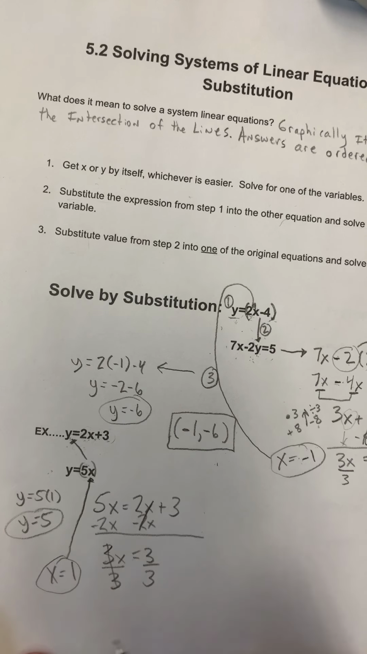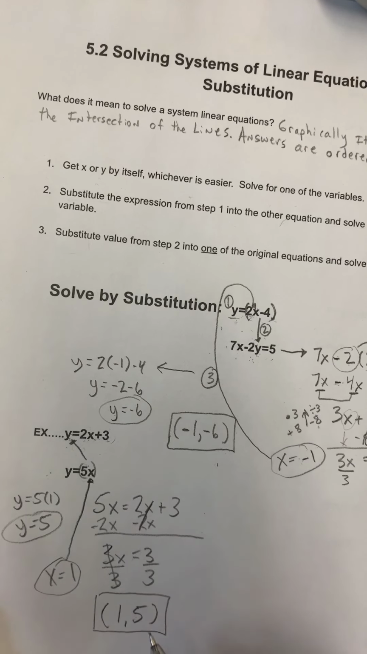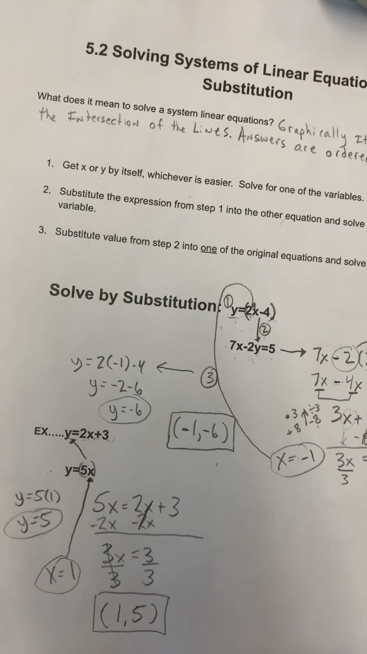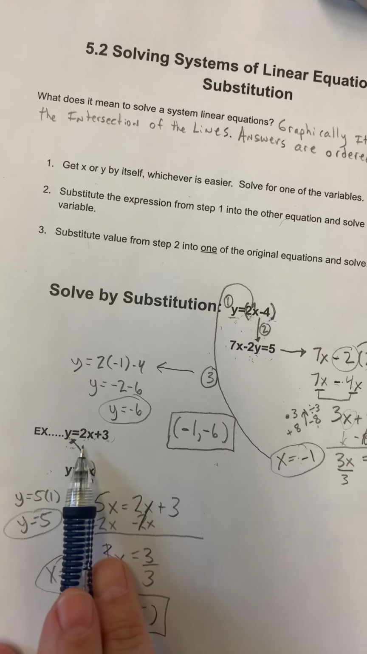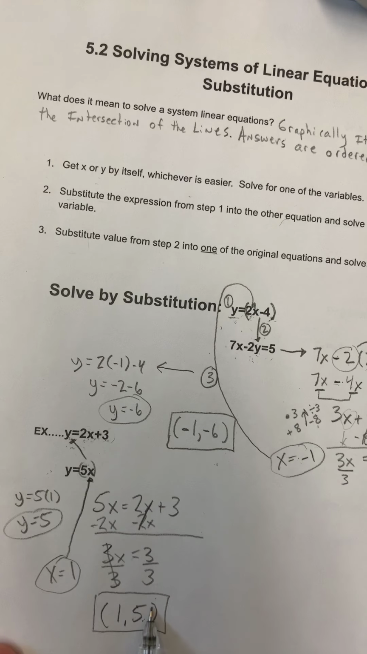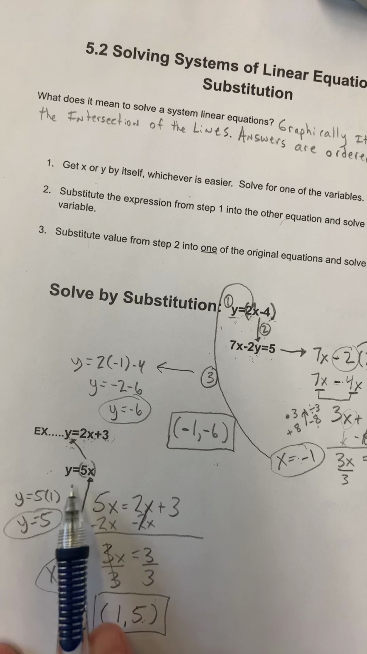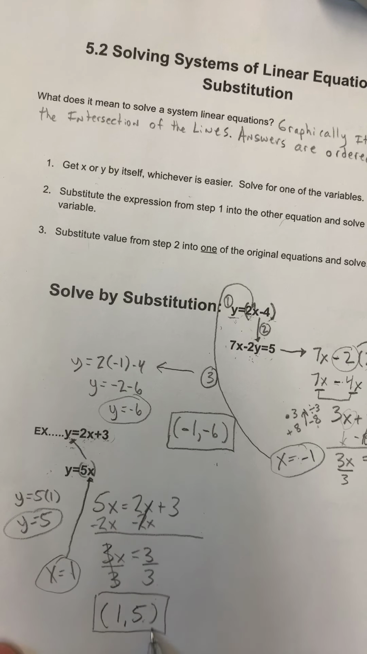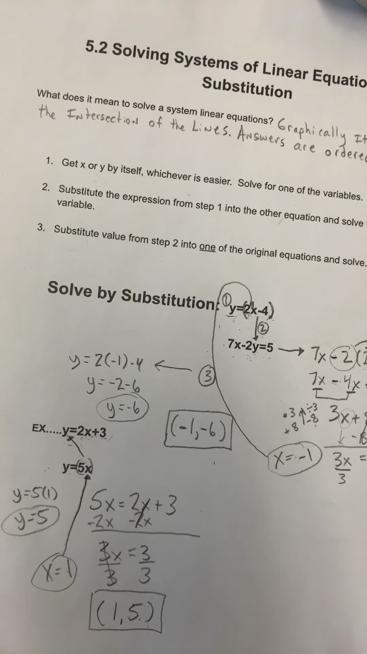You have an ordered pair now. Write it as such. I have the ordered pair (1, 5). And you could surely plug these back into both equations and check it. If this is 5, 5 would have to equal 2 times 1 plus 3. Well, what's 2 plus 3? It's 5. I already checked this one. 5 would equal 5 times 1. It checks, and I'm good.